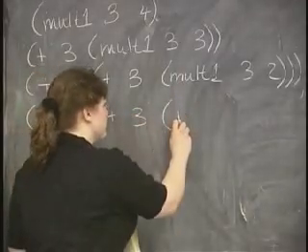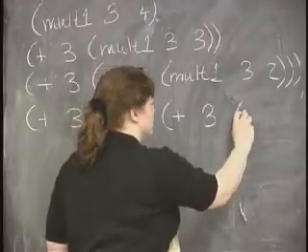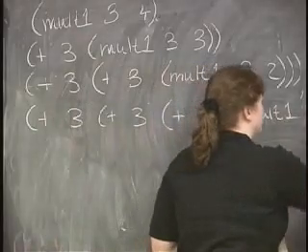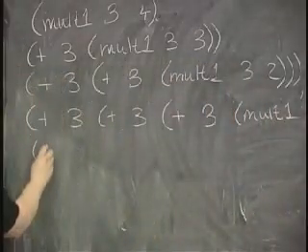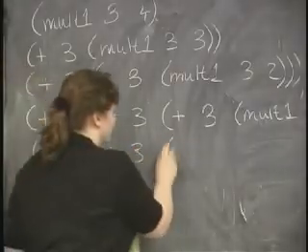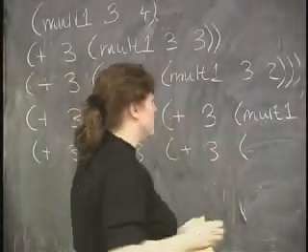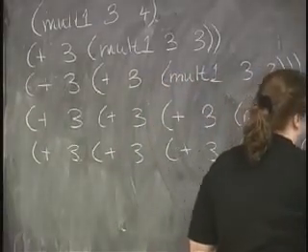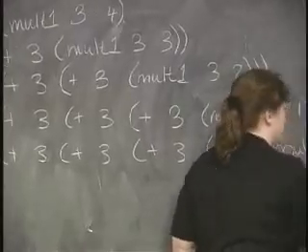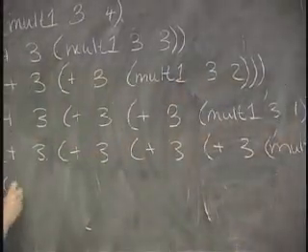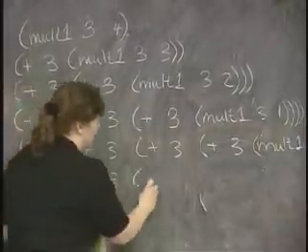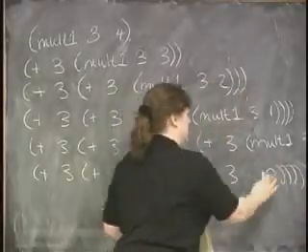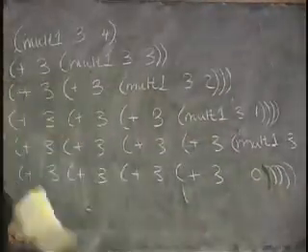Mult1 3, 2 becomes plus 3 mult1 3, 1. And finally, we hit our base case. And we can start building back up.